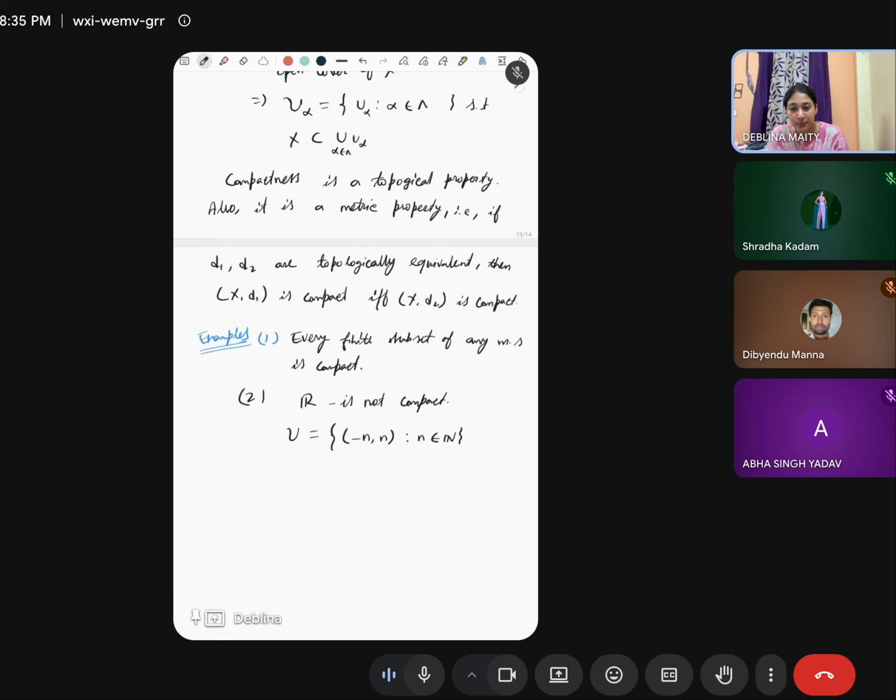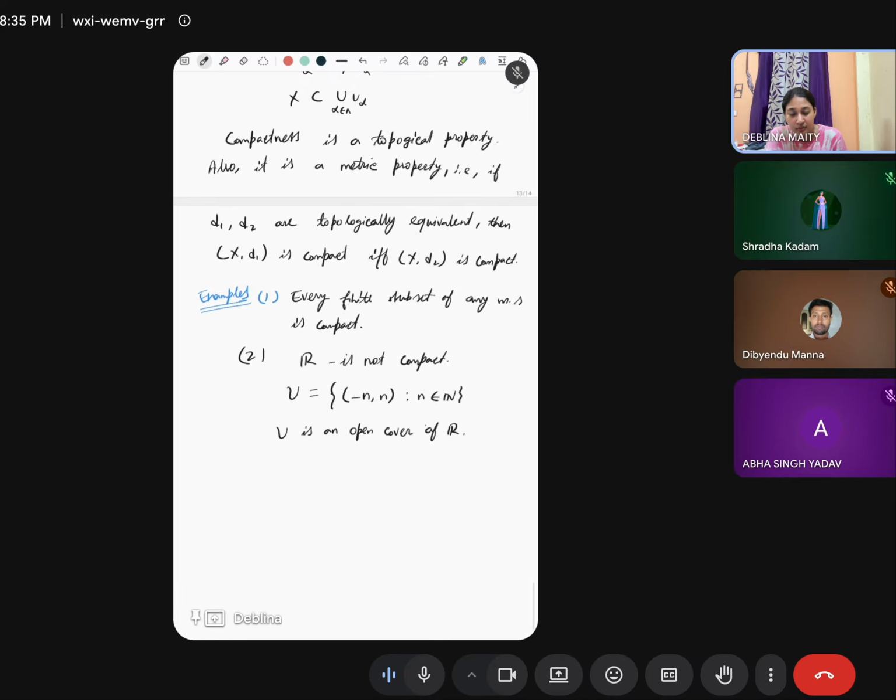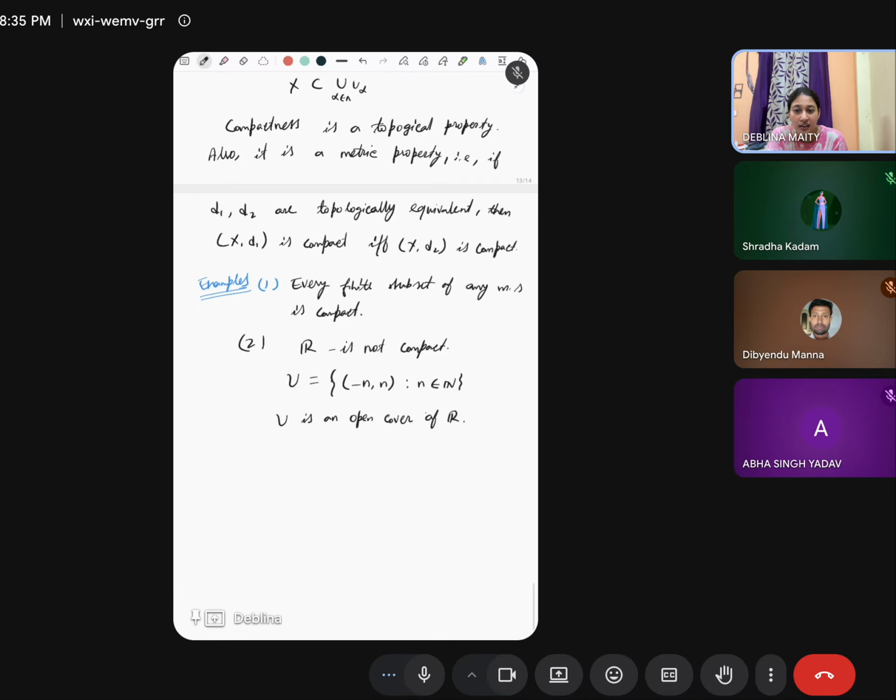Each of these intervals is open in R and they cover R. So this U is an open cover of R. Now, does it have a finite subcover?